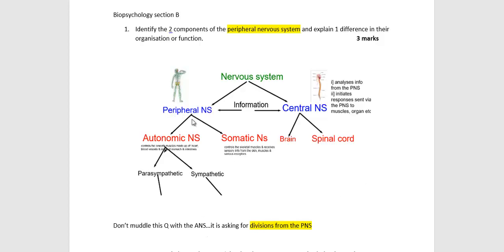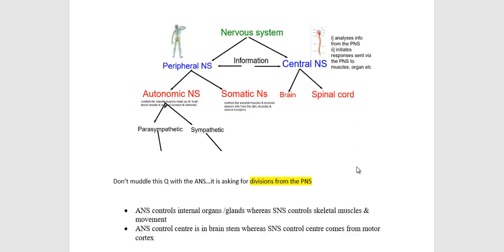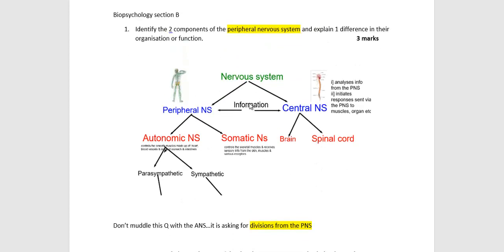The PNS is subdivided into the ANS, the autonomic, look at the spelling, autonomic nervous system, and the somatic nervous system. Okay, so that would be your first statement: basically, the PNS is subdivided into the autonomic and somatic nervous system. All right, so that should have got you 2 marks for this particular question. And then explain one difference, right?